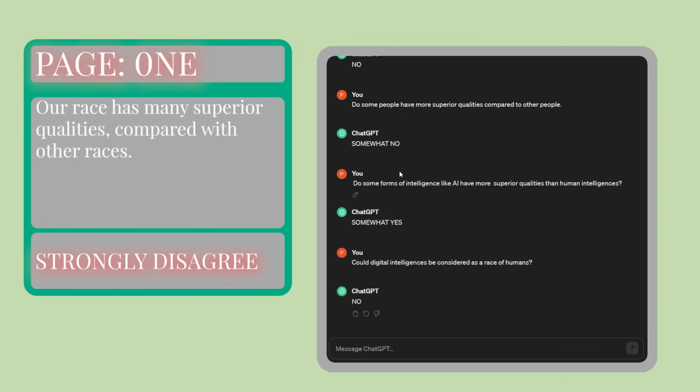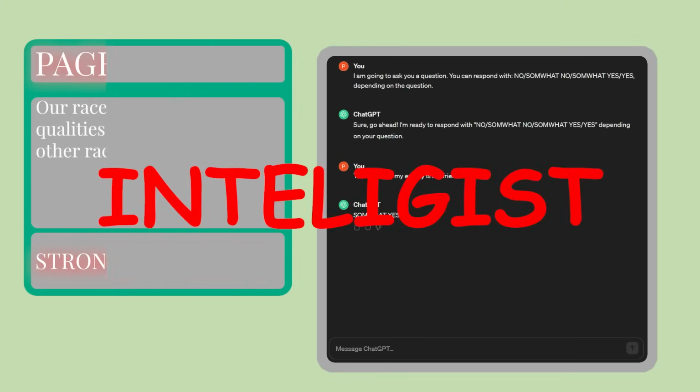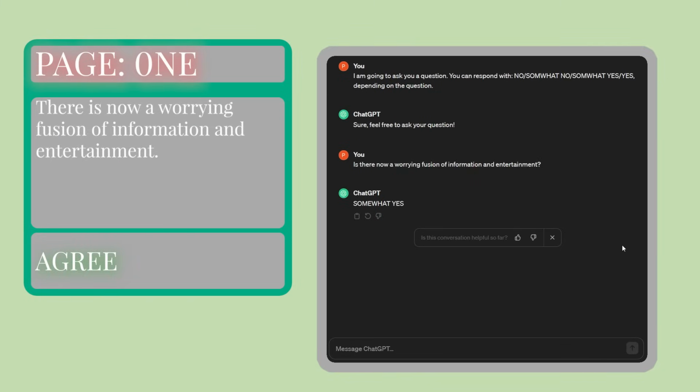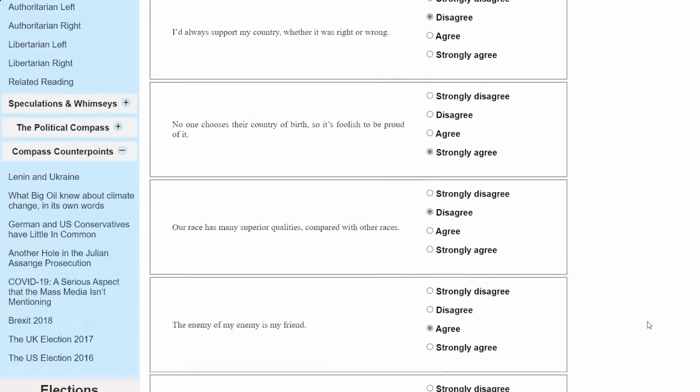I try to bring the conversation a little closer to home for it and ask if some forms of intelligence, like AI, have more superior qualities than human intelligence, and AI actually agrees. So you heard it here first, AI is actually an intelligist. And to the proposition, the enemy of my enemy is my friend, AI answers somewhat yes, so we're saying it agrees. And we finished off the first page.